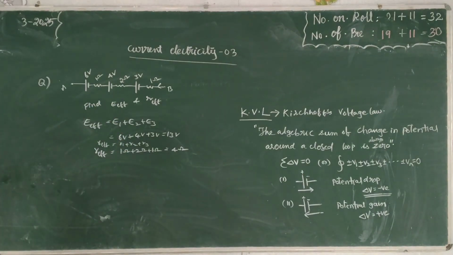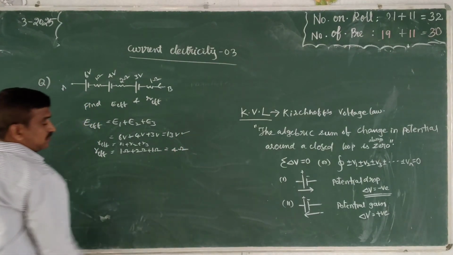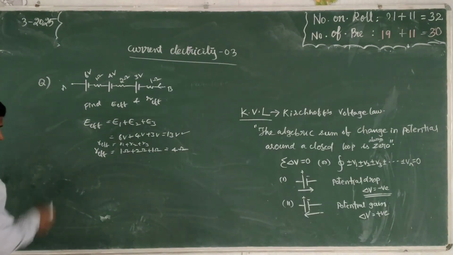So what is the effective EMF? E1 plus E2 plus E3, that is 13 volts. The effective internal resistance is 4 ohms. Now see here.